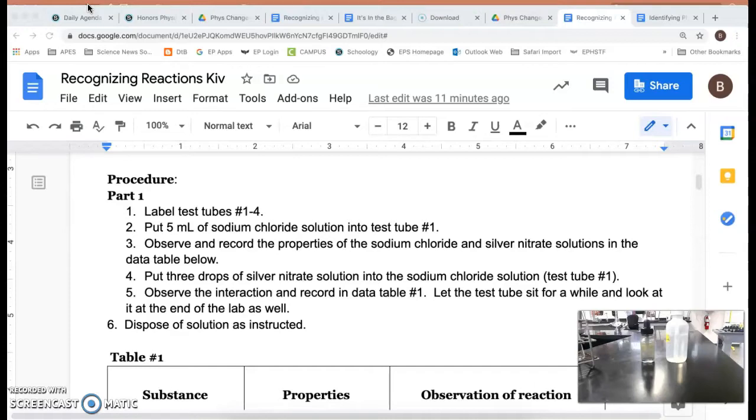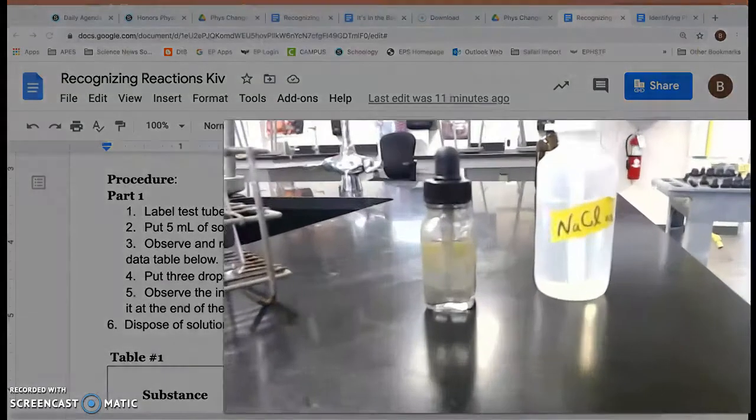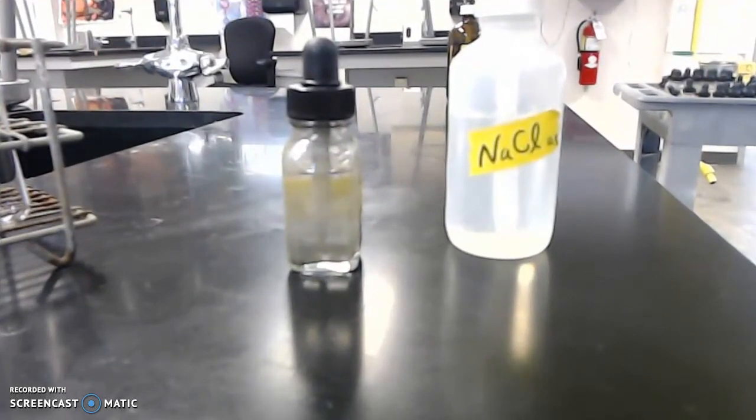So, here's the procedure for part one. Let's make some observations of sodium chloride, which is this substance right here, and silver nitrate, which is this substance right here, because here is our procedure. Observe and record the properties of sodium chloride and silver nitrate solutions in the data table below. And then I'm going to combine them together. So let's see things on a little bit bigger screen.